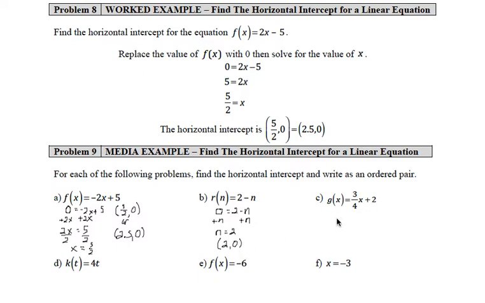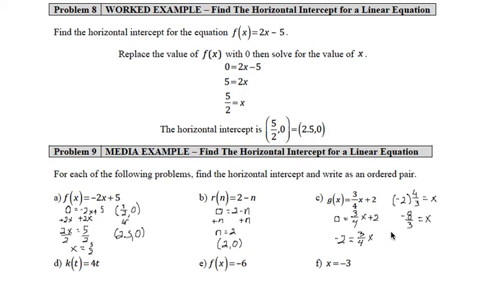Part C, I'm going to let 0 replace g of x. So 0 equals 3/4 x plus 2. I'm going to subtract 2 from both sides. So I get negative 2 equals 3/4 x. Now what I'm going to be doing is dividing both sides by 4/3, but what that really does is multiply by 4/3 on both sides. That's really the impact of what happens. So negative 2 times 4/3 is negative 8/3.